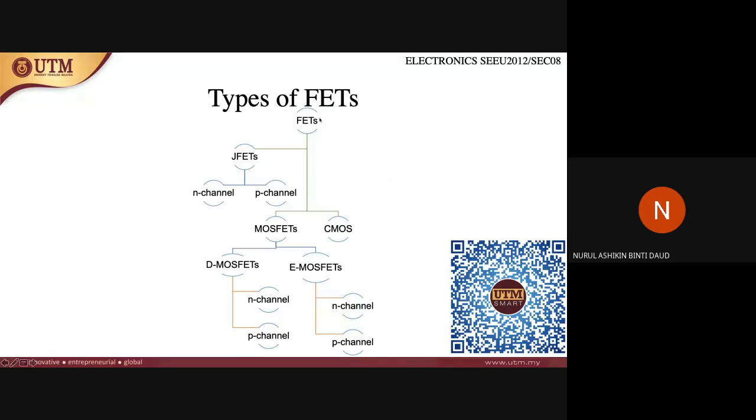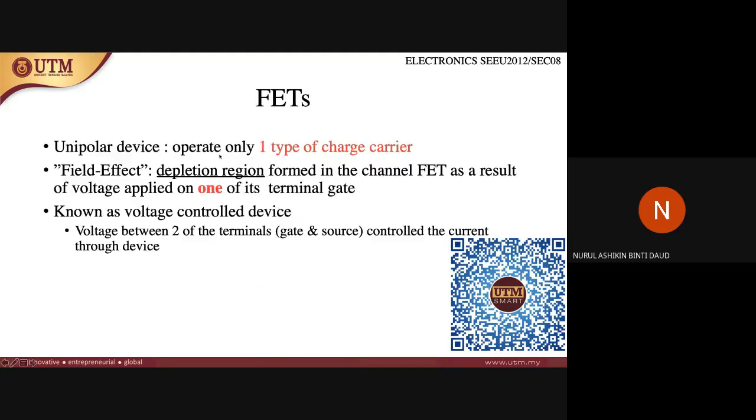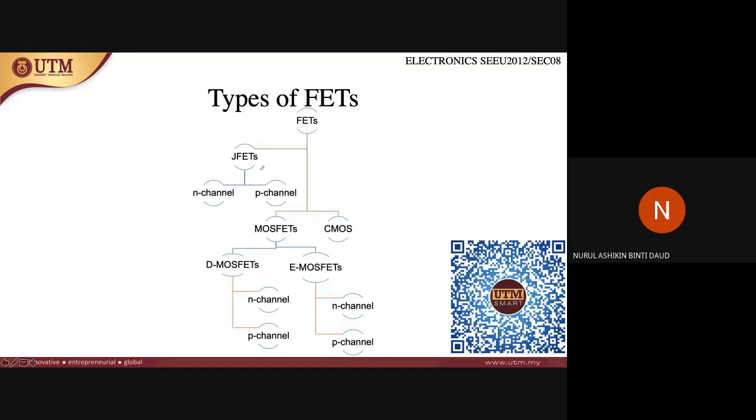So for FETs, we have several types. One is known as JFET, junction field effect transistors. Then JFET also can be divided into two categories, which are N channel and P channel. And then another type of FET is MOSFET.